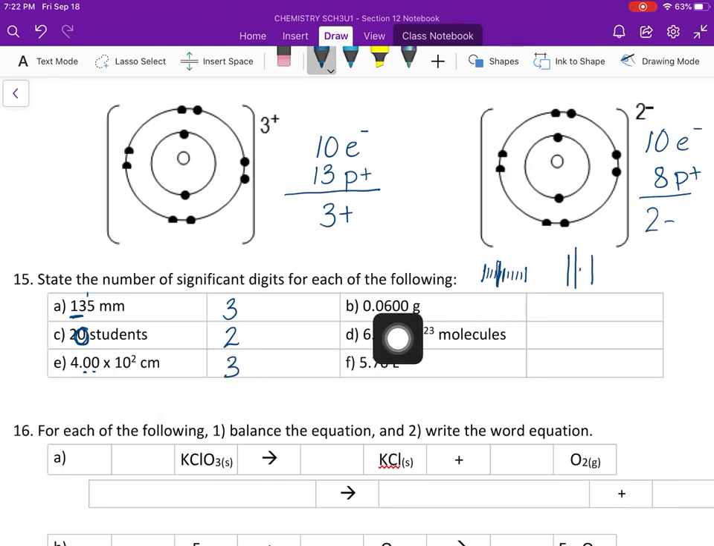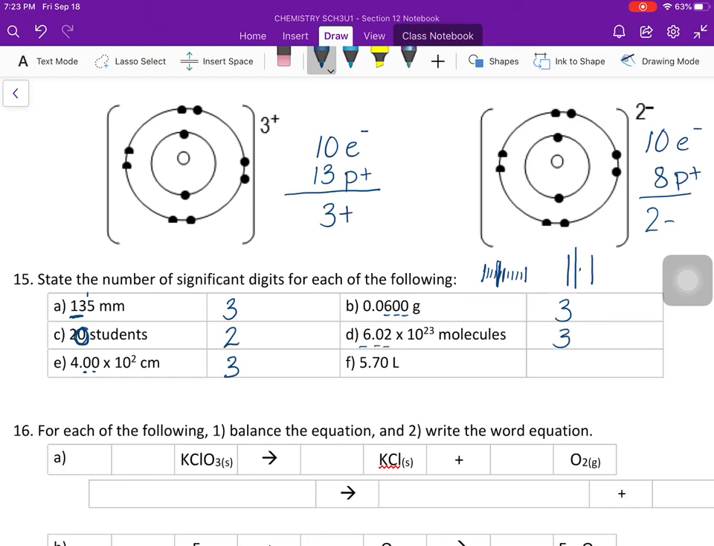Over here, when I have zeros after a number in a decimal place, those are significant, but zeros to the left of a number are not deemed to be significant. So here I have 1, 2, 3 significant digits. 6.02 times 10 to the 23, that's going to be a constant that we look at later on in Unit 3. So there I have 1, 2, 3 significant digits.